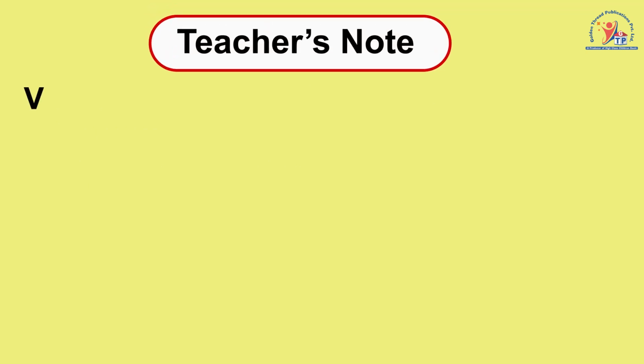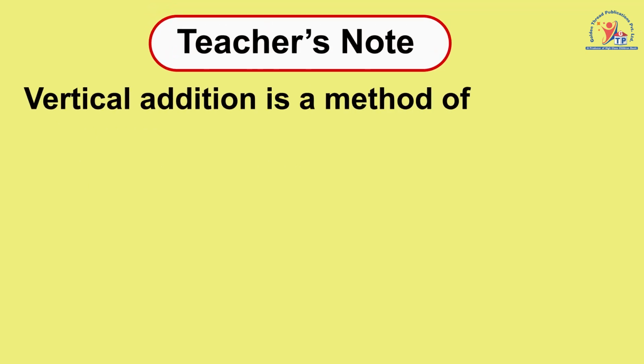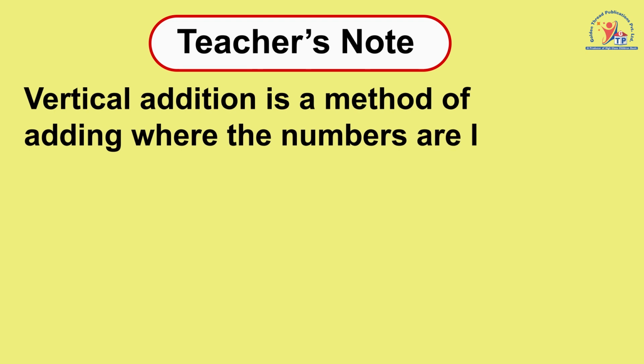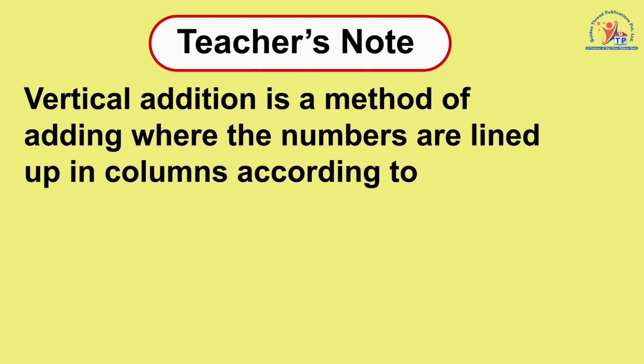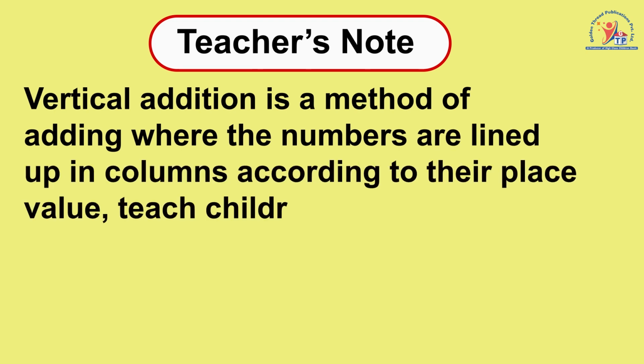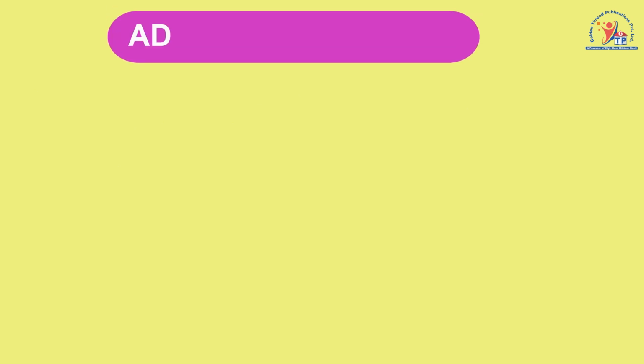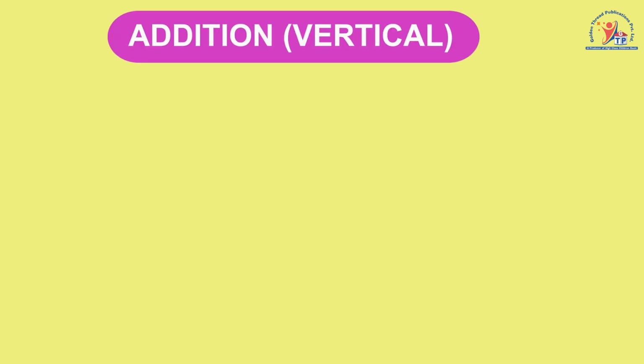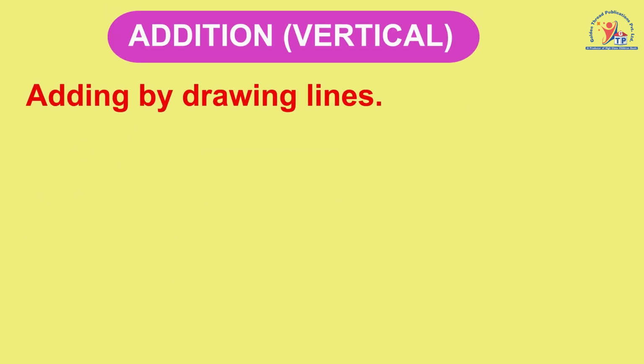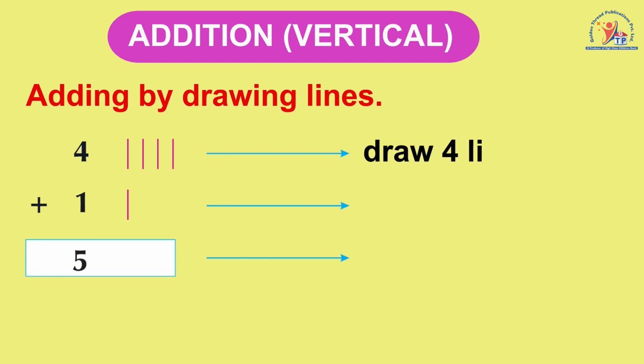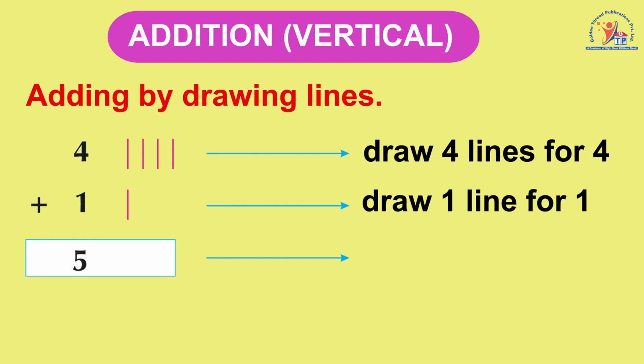Teacher's note. Vertical addition is a method of adding where the numbers are lined up in the columns according to their place value. Teach children with examples. Addition. Vertical. Adding by drawing lines. 4. Draw 4 lines for 4. 1. Draw 1 line for 1.